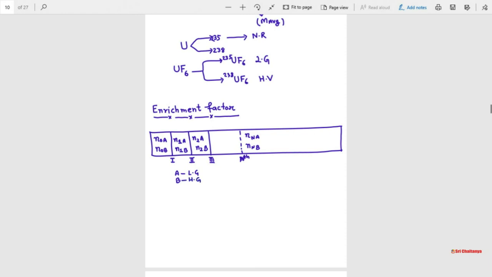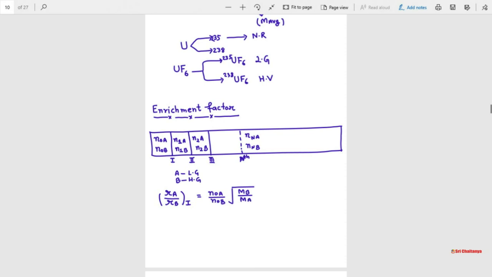Now if I compare, I can write after the first step of diffusion, the rate of diffusion of gas A upon rate of diffusion of gas B. We are talking about the first step of diffusion, right? It is equal to, in terms of number of moles, N naught A upon N naught B. All other factors will remain the same, but molar mass is different. So we can write molar mass of B upon molar mass of A.